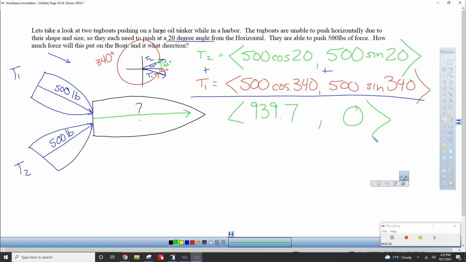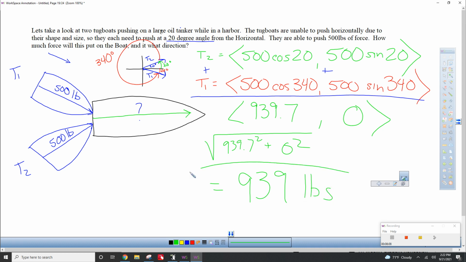What is the magnitude? Well, that would be the square root of 939.7 squared plus 0 squared. But of course, I'm not going to do that. The magnitude is 939 pounds. And so this is why you bring 2 tugboats.